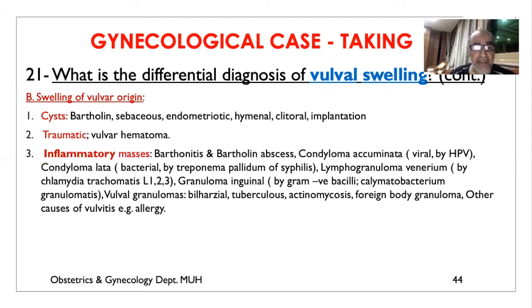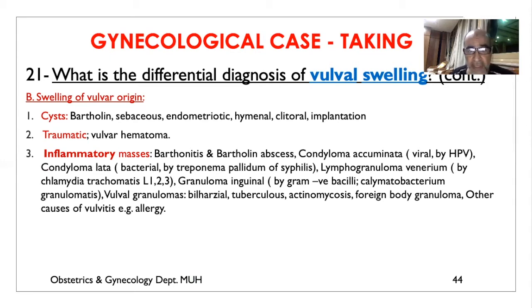Inflammatory masses such as Bartholinitis, Bartholin abscess, condyloma acuminata, viral by human papillomavirus, or condyloma lata by Treponema pallidum of syphilis, lymphogranuloma venereum by Chlamydia trachomatis L1, 2, and 3, granuloma inguinale by a gram-negative bacillus, previously known as Donovan bodies, and recently called Klebsiella granulomatis. This gram-negative bacillus is now termed Klebsiella granulomatis.